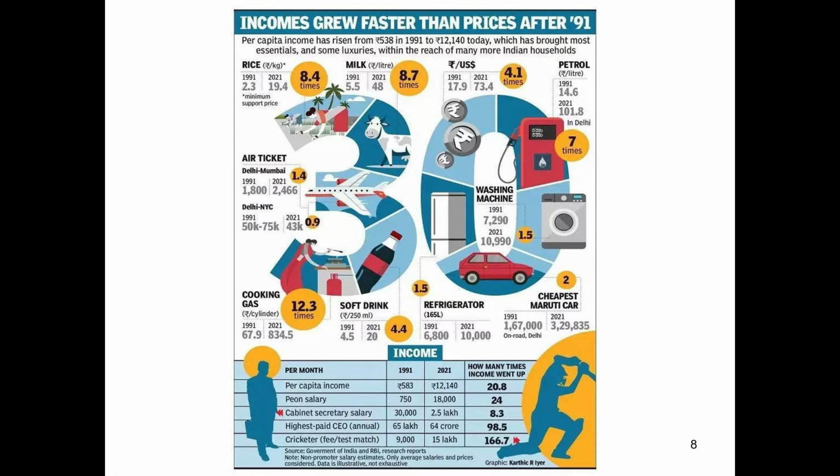PM salary increased 24 times. Cabinet secretary's salary 8.3. This poor guy is not able to get more benefit. CEO, he is able to get 98.5%. And cricketer, his salary or his income increased 166.7%. So what is the fun?